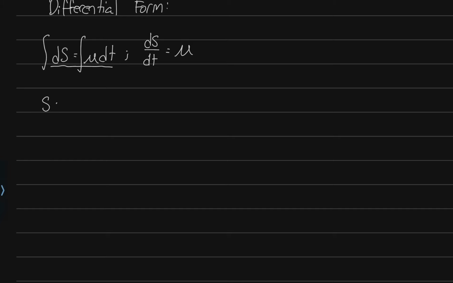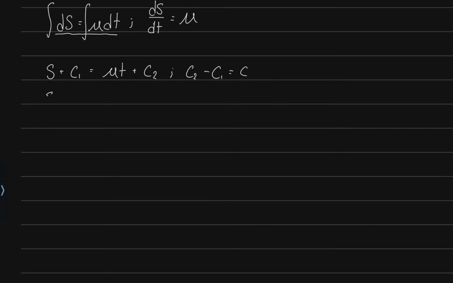Now, focusing on this again, we can integrate both sides, and clearly we'll have s plus some constant, c1, is equal to mu t plus some constant, c2. Now, c2 minus c1, which is another constant, is obviously going to be some constant, right? So I can rewrite this whole thing as S is equal to mu t plus C, where we're going to have some kind of drift, and this is going to be our starting value.